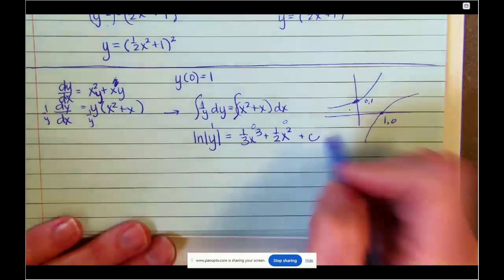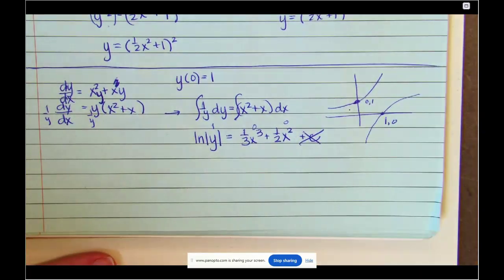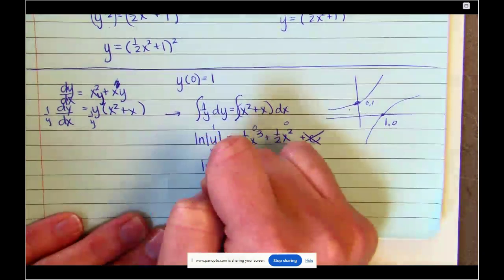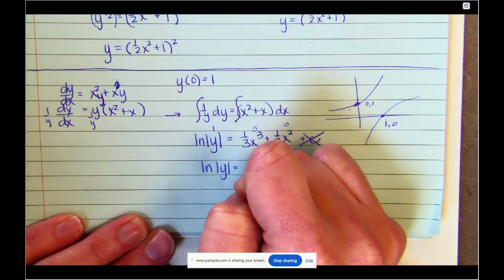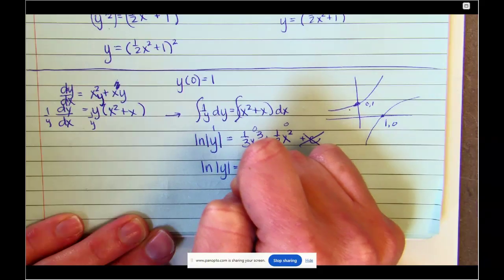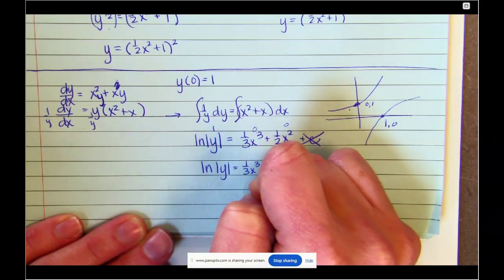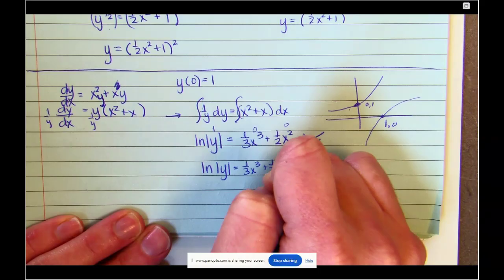Okay, what is C? Beautiful. C is 0. This is why we find C first, and we can't get rid of it. There's nothing. It's 0. Okay, so natural log absolute value y equals 1/3 x cubed plus 1/2 x squared. Okay, so how do we solve?